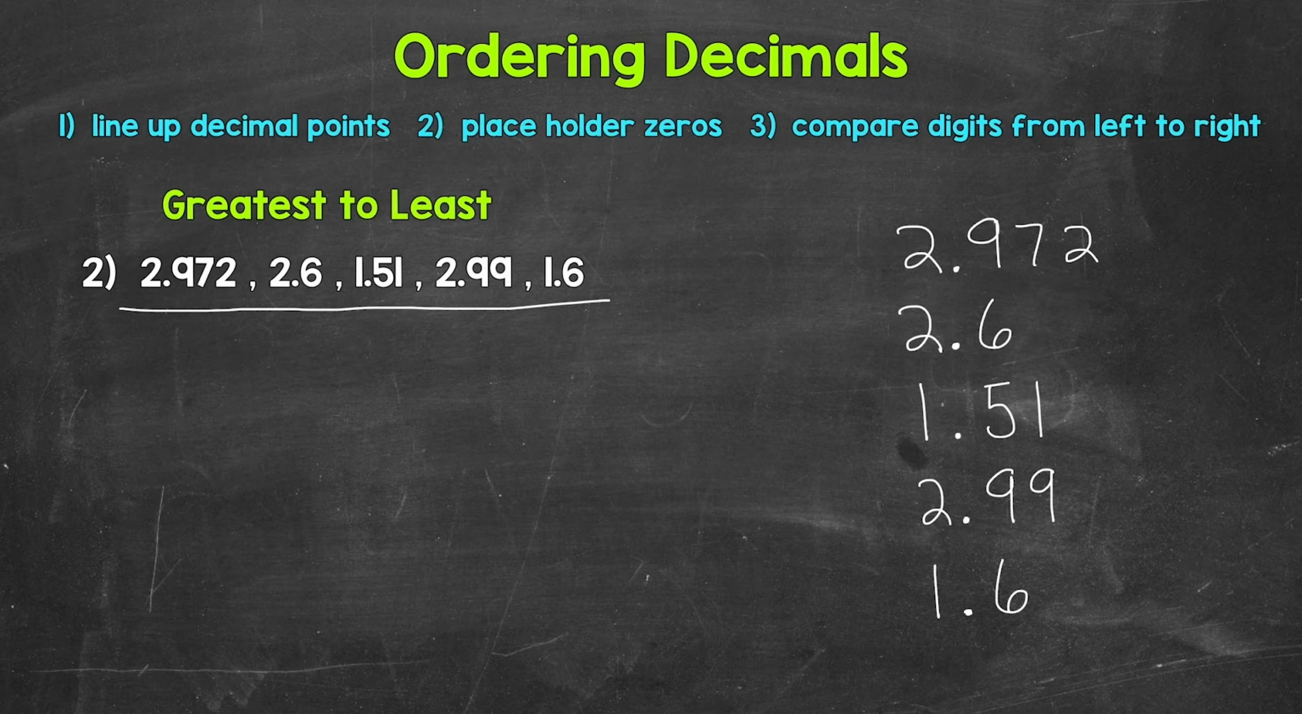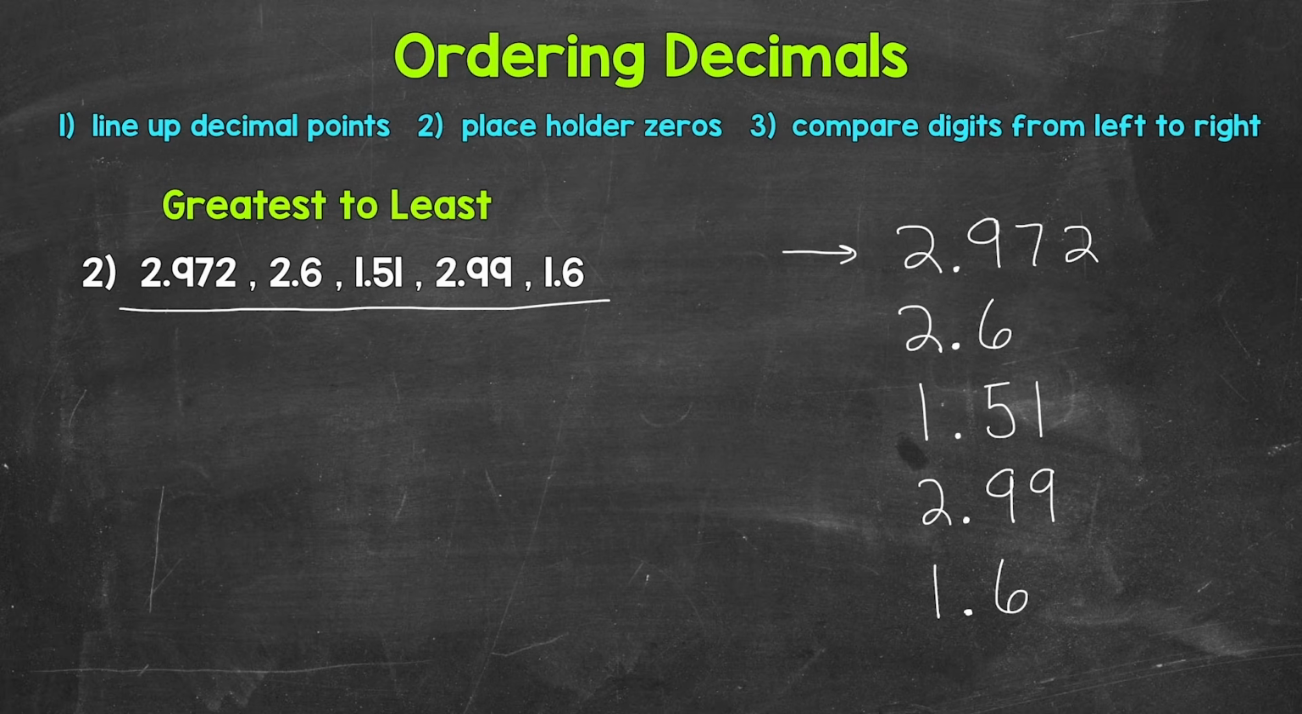Now this does look a little off since we have numbers going to different places. So just like number 1, we can use placeholder zeros. Remember, zeros to the right of decimal digits do not change the value of the decimal. So we can do this. We need to find the decimal that goes to the furthest place to the right. That's going to be 2 and 972 thousandths. That goes to the thousandths place.